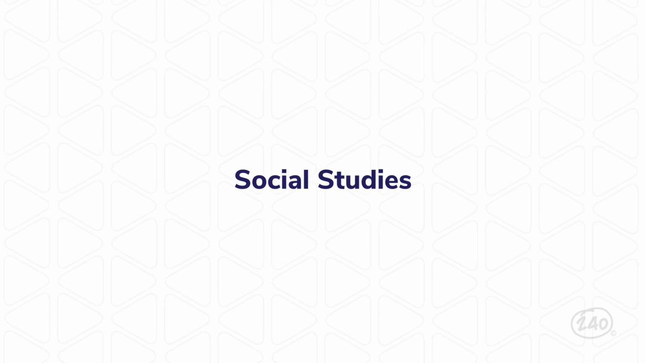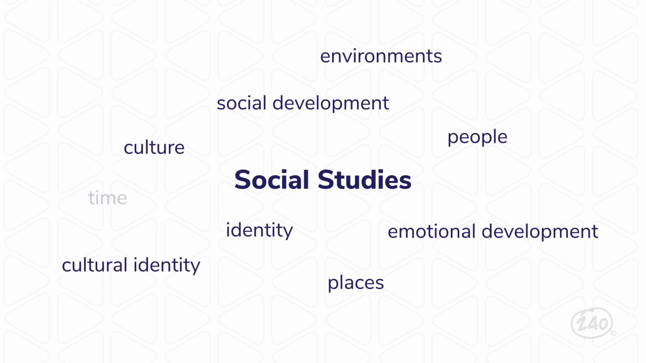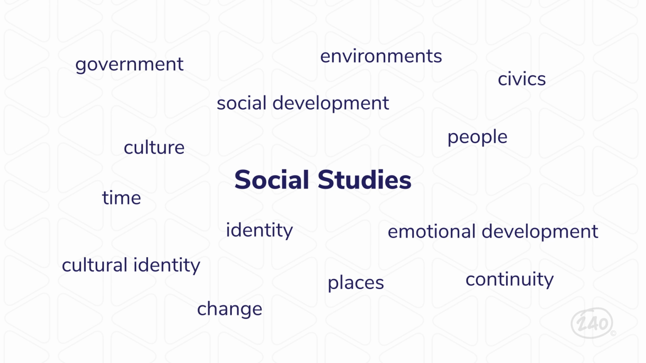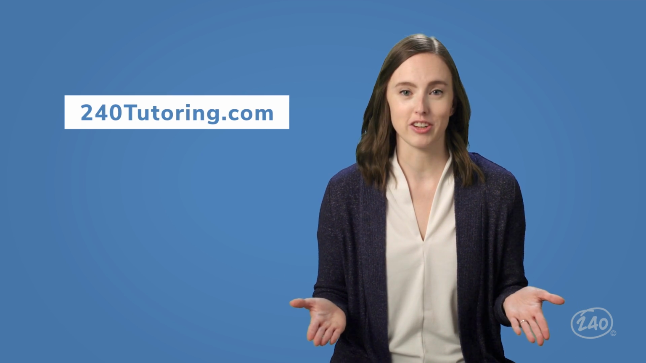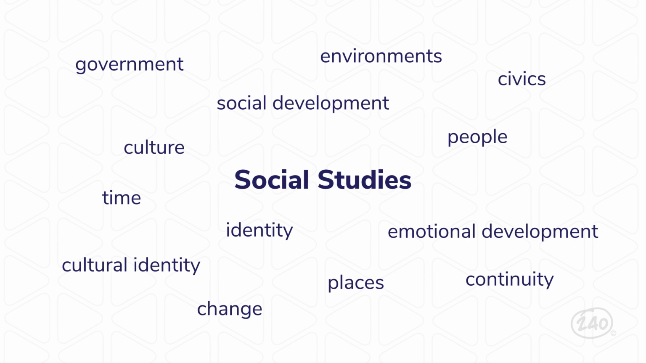Now, you might be thinking you'll need to dust off an old history textbook to prepare for this category, but you can go ahead and keep it on the shelf. The social studies category covers broad concepts like identity, social development, emotional development, culture, cultural identity, people, places, environments, time, continuity, change, civics, and government. Plus, we have everything you need covered in our study guide anyway. No supplemental resources required. Let's zoom in on a key concept from this category that's essential to know: human-environment interaction.